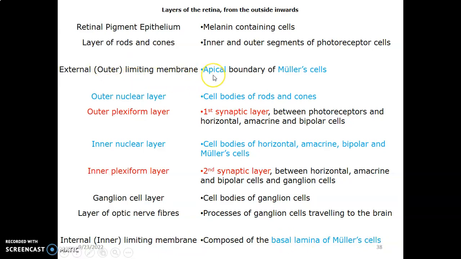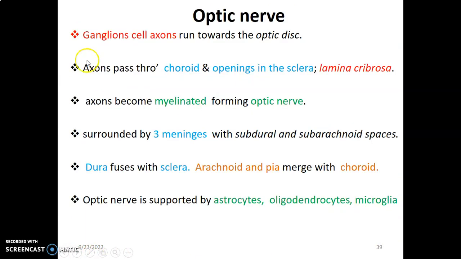So the optic nerve is just like the brain. It's supported by astrocytes, oligodendrocytes, and microglial cells, which are neuroglial cells of the central nervous system. So basically, that's the histology of the optic nerve. You can see the arachnoid and pia mater. So this is the nerve, and you can appreciate the fascicles within the nerve separated by connective tissue.